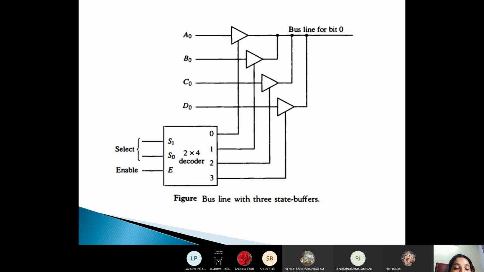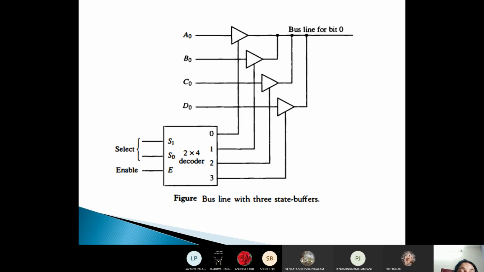So these are the four registers A, B, C, D, and these are the bus lines for bit 0, and these are the inputs S0 and S1. This is the decoder, and we select with the S0 and S1 inputs. This is the normal input A and control input C, and the output Y is equal to A if C is equal to 1. If C is equal to 0, it is high impedance.